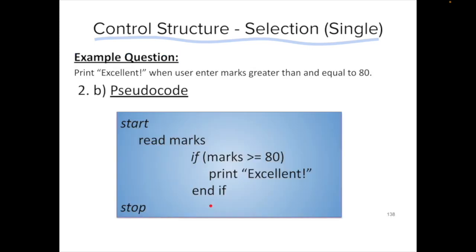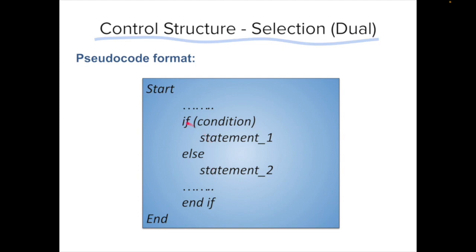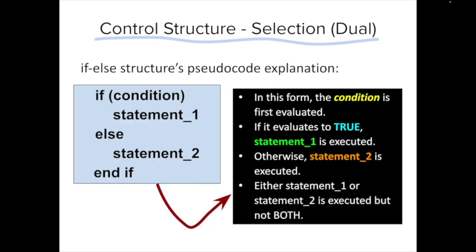So tadi kita tengok untuk single, okay, dia ada if dengan end if. Dua tu. Tapi untuk dual, dia ada 3. If, else and end if. Okay, if, condition dan statement apa. Else, dia buat apa. Maksudnya kat sini, dia akan ada 2 statement untuk dual ni. Dual, ingat 2 statement. Single, ingat satu statement. Alright. So, this is the explanation of the pseudocode.